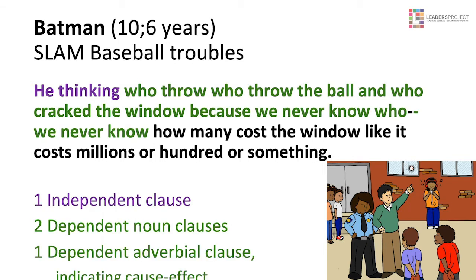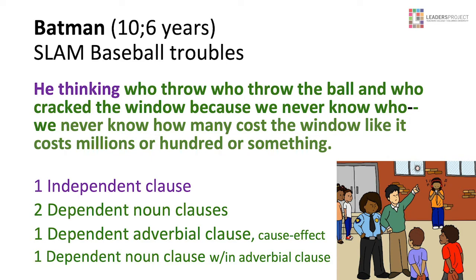Because we never know, that's your dependent clause. How, this is what we don't know, that we don't know it. So this is your dependent noun clause within an adverbial clause. Because we never know how many cost the window, like it costs millions or hundred or something.